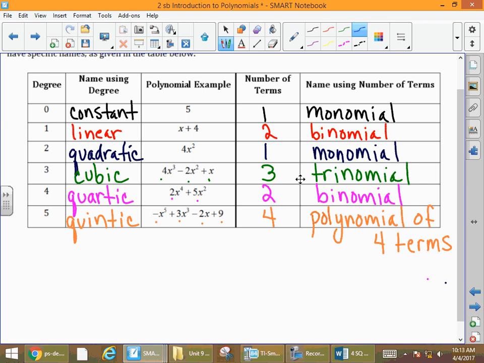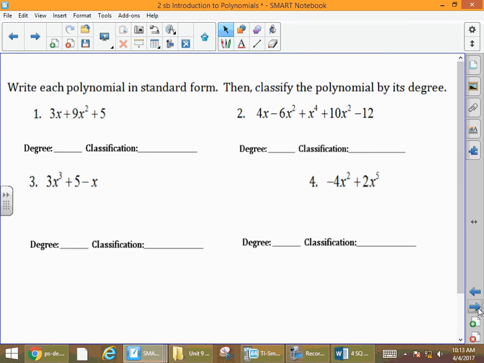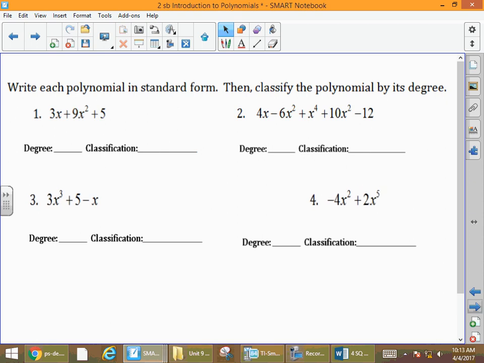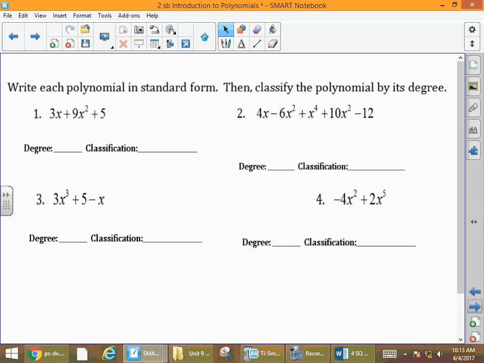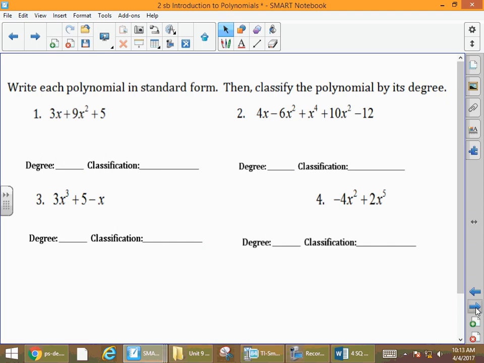As we look at the bottom of our paper now, it says write each polynomial in standard form, and then classify the polynomial by degree. So when we classify our polynomial by degree, we're going to be using the constant, the linear, the quadratic, cubic, quartic, quintic. That's what we're doing when we're naming it by degree. We have to write it in standard form. Standard form means highest degree term first.